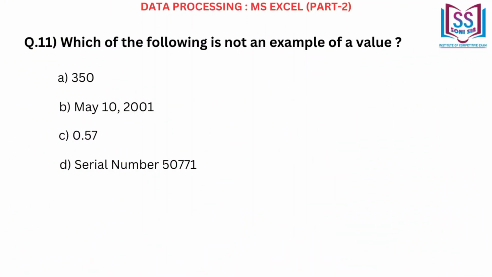Which of the following is not an example of a value? A. 350, B. May 10, 2001, C. 0.57, D. Serial number 50771. Correct answer D. Serial number 50771.